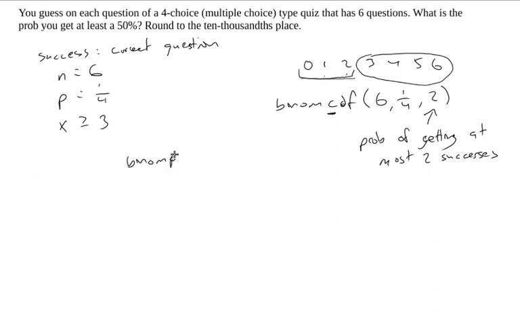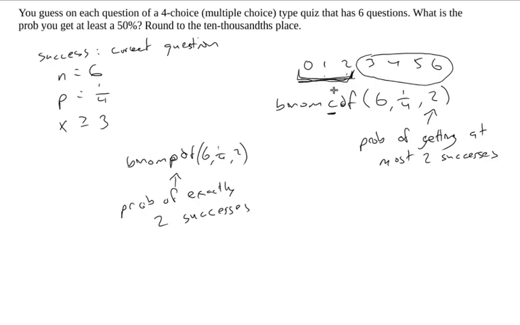BinomialPDF, if I said the BinomialPDF was 6, 1/4, 2, this would be the probability of exactly 2 successes. So the BinomialCDF is good for when you want to cover a range of numbers, a range of different numbers of successes. Instead of just a single one, like this one, I would have to figure out the binomial PDF of 0, 1, 2, and add those 3 things together. That would ultimately give me the same as if I did just the BinomialCDF with just a 2 in here. So 6, 1/4, 2.